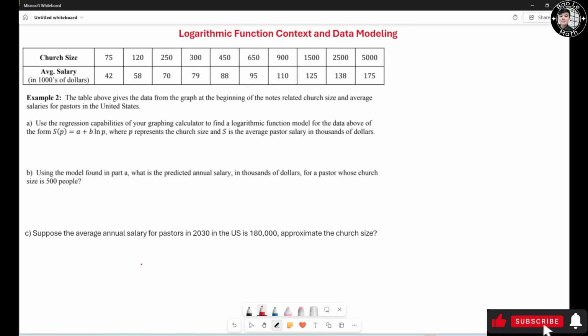Now let's move on to example number 2. Given the table of data. Alright. Question A. Use the regression capabilities of your graphing calculator to find a logarithmic function model for the data above of the form S of P equals a plus b natural log of P, where P represents the just sign, right? So this guy is P. And S is the average pastor salary, so S right here in thousands of dollars, right?